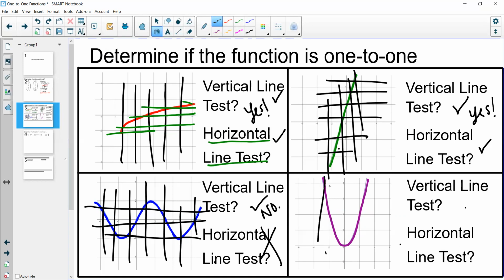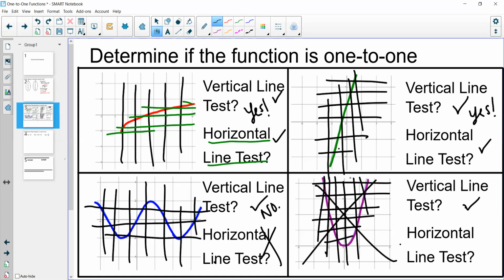So we can look to see, is this function one-to-one? Well, it passes the vertical line test, but does it pass the horizontal line test? No. This one does not. So this one is not one-to-one. So that's how we can do it if we're given a graph.